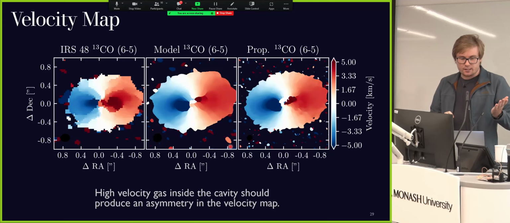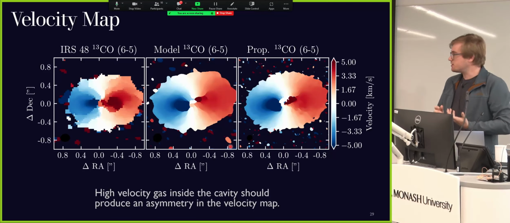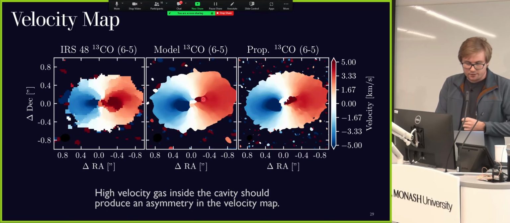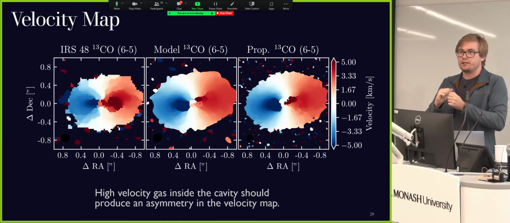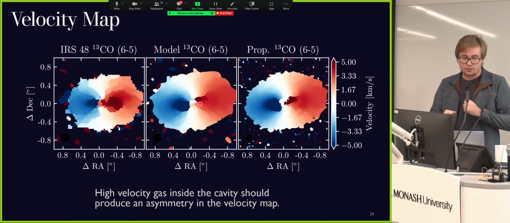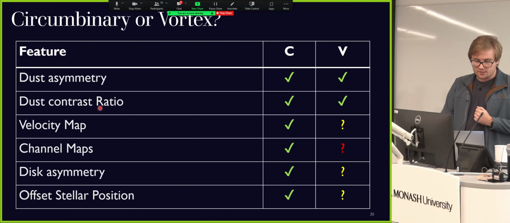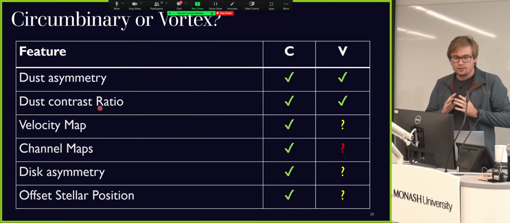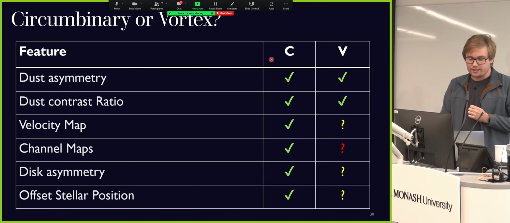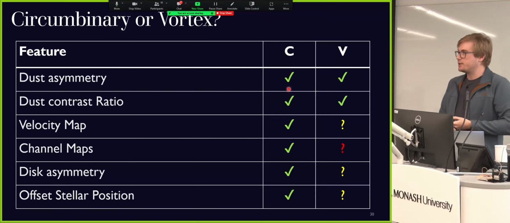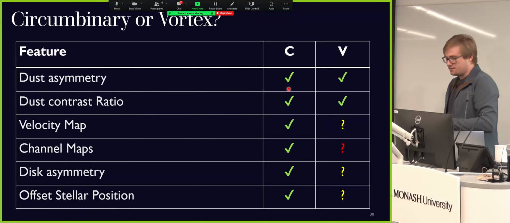And here's, instead of the channel maps, just a pure velocity map. Disk material inside of the cavity here gets accelerated very strongly due to the binary, so we should also see this in IRS-48. And we kind of do. So to summarize for IRS-48, a circumbinary disk model does a better job at reproducing, most importantly, the velocity information. The planet model doesn't reproduce it.